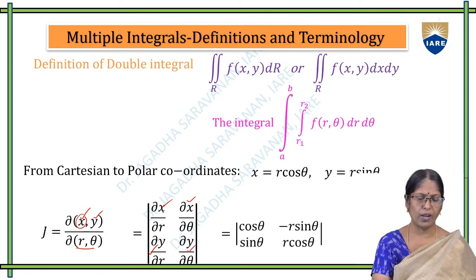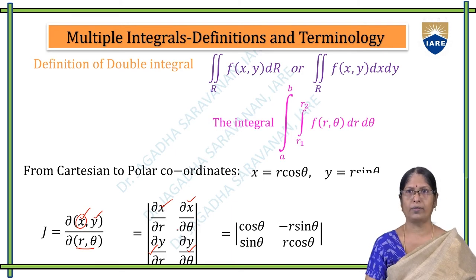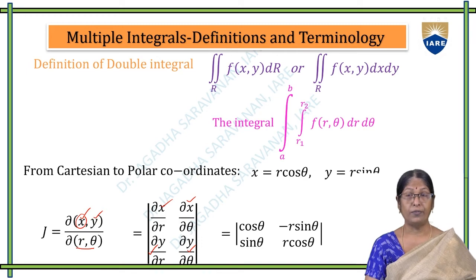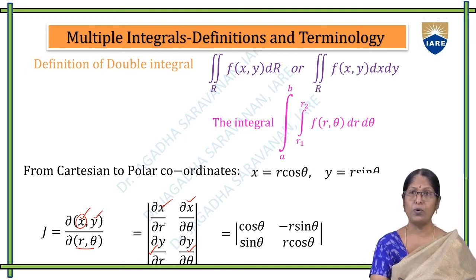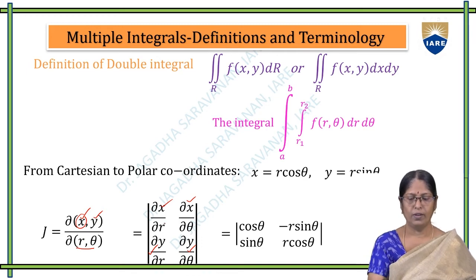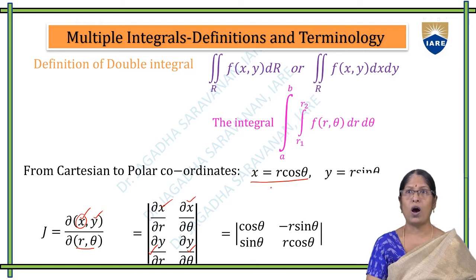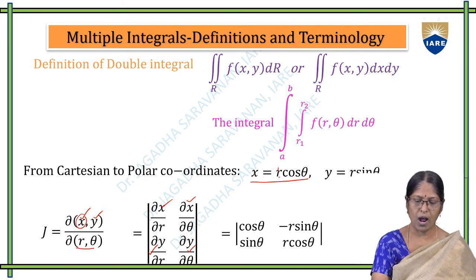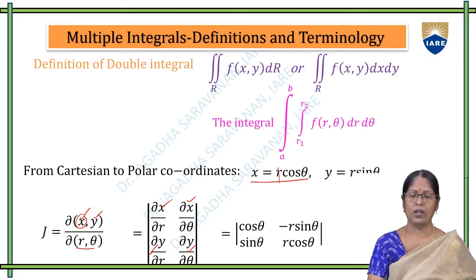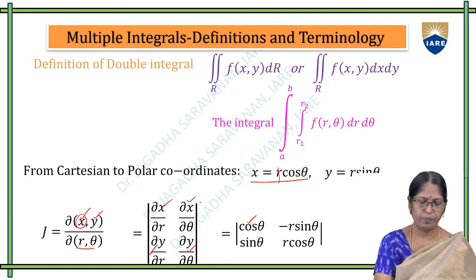So we will do it now, dou x by dou r. Then partially we have to do a differentiation with respect to r. So dou x by dou r we are going to do. The differentiation of r is 1. So 1 into cos theta, cos theta. The same.